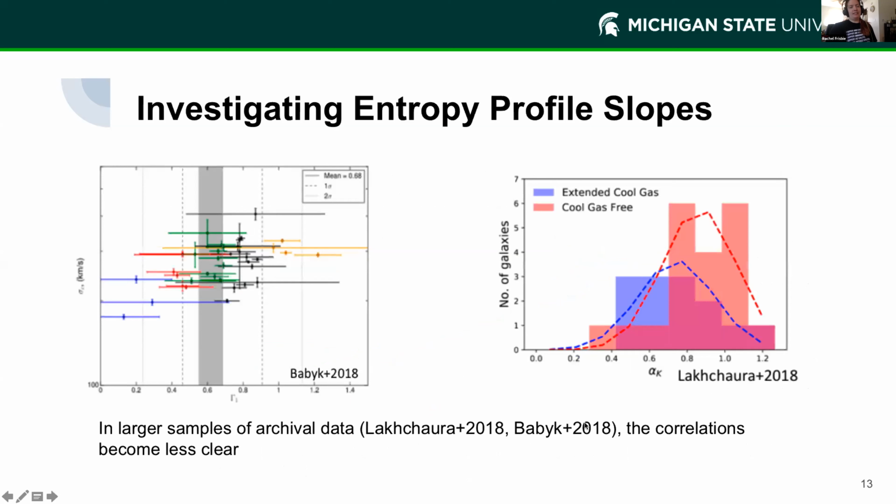However, this clean bimodality that was seen in the Voit 2015 paper became less clear in some future work done by Babyk et al. in 2018 and then Lakhchaura et al. in 2018. So in larger X-ray samples of about 50 or so galaxies, these correlations become less clear.